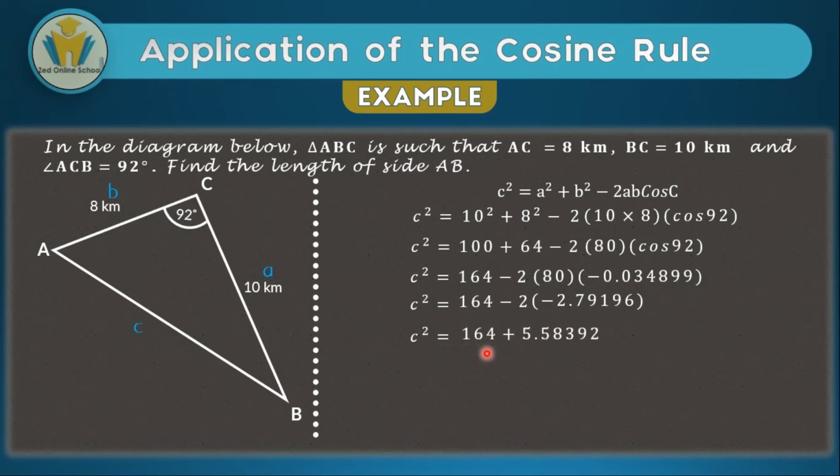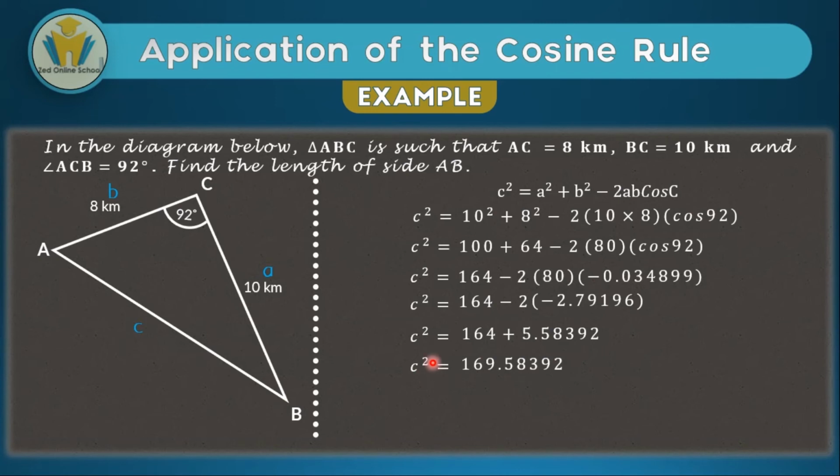Now it's time to add the 164 with that. I can do that without a calculator. I know the decimal points won't be affected. It's only me adding the 5 and the 4, which gives me a 9. So c squared will be equal to 169.58392. Obviously, on my calculator, there are still more decimal places. My answer will be much more accurate than if I used these values I'm indicating here.